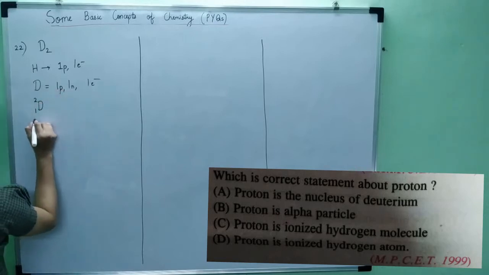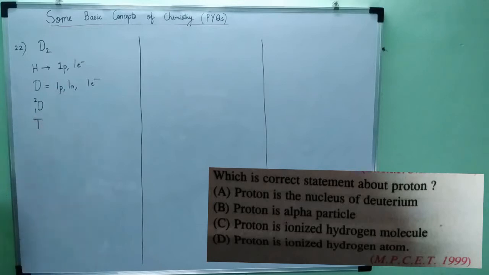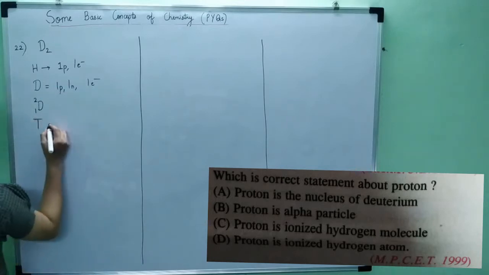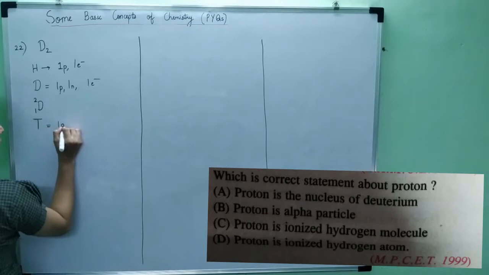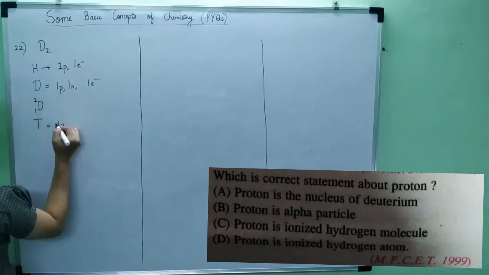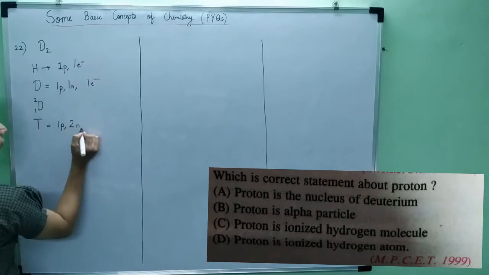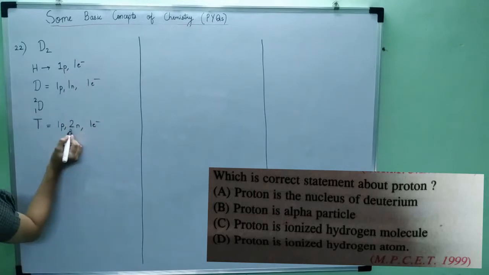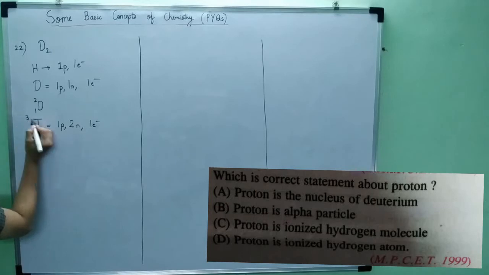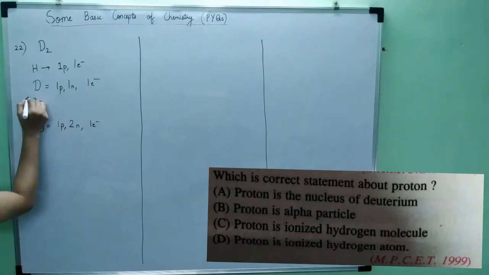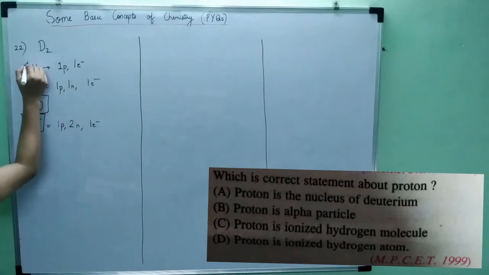The third isotope of hydrogen is tritium. So tritium has what? One proton. See, in all these, one proton is constant. This has 0 neutrons, this has 1 neutron, this has 2 neutrons, and 1 electron. So the mass number is 3 and the atomic number is 1. So these are the 3 isotopes of hydrogen.